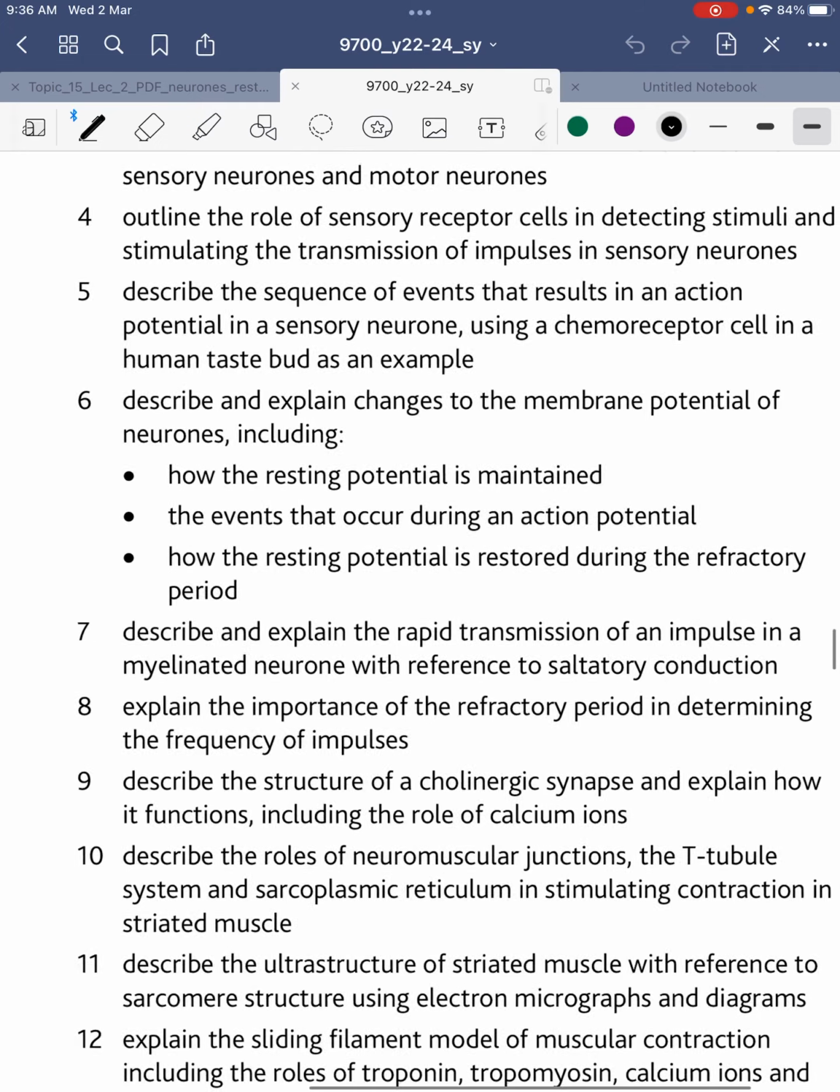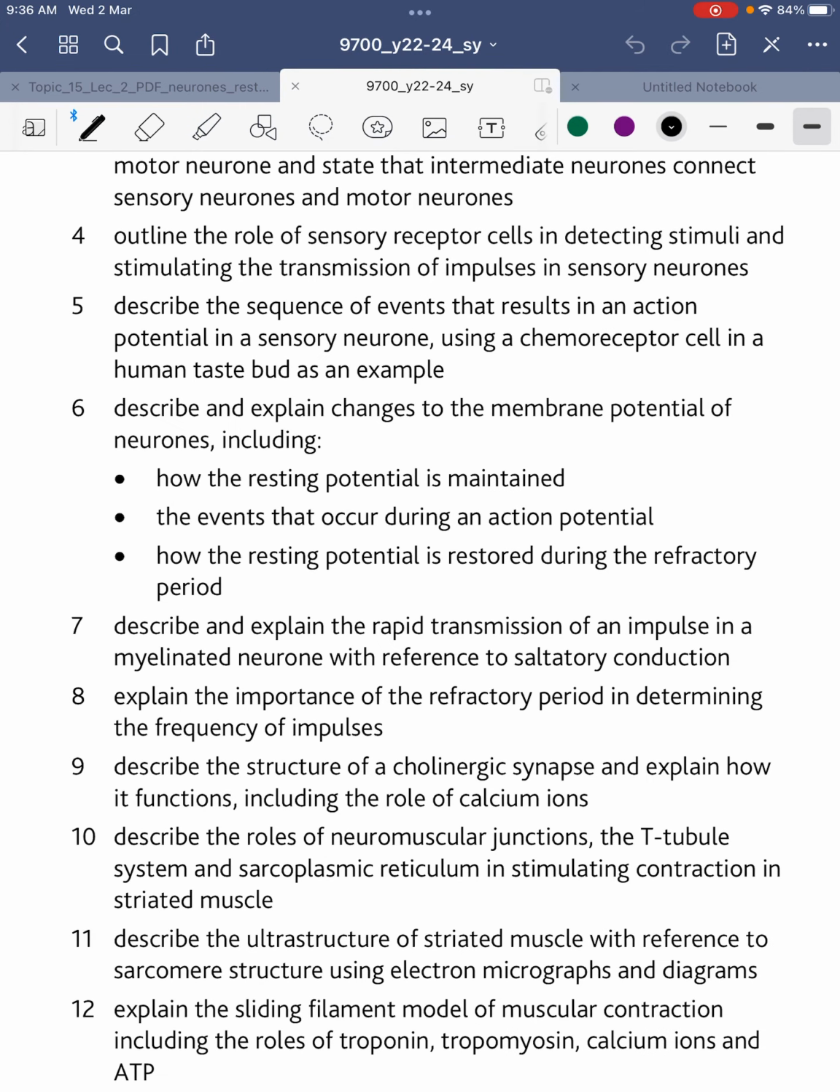Today we're going to continue with the next objective. We have covered the first bullet here, how the resting potential is maintained. Remember there are two important points in which the resting potential is maintained. The first one is the different permeability of the membrane of the axon to sodium and potassium, and number two, the action of the sodium potassium pump.